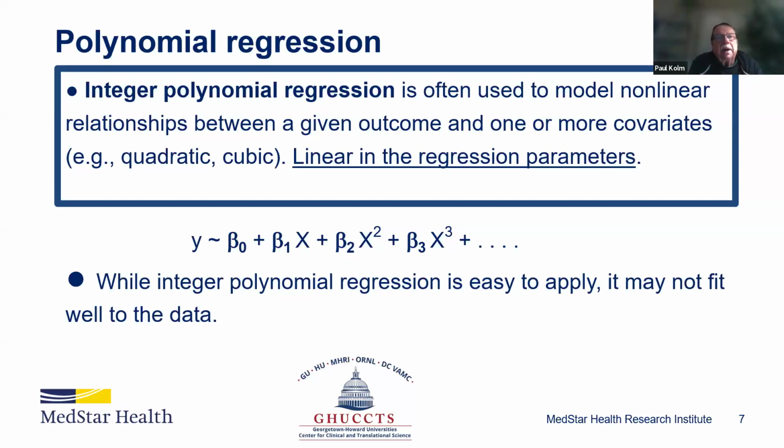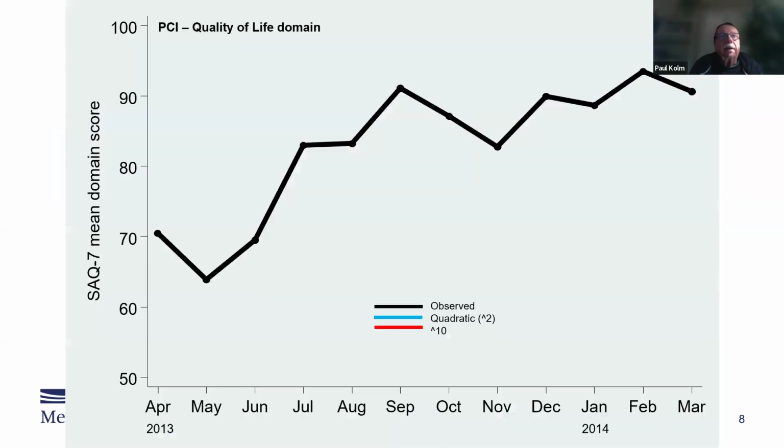And so the integer or polynomial regression is, as I said here, easy to apply, but it may not fit well to the actual data. But it is a really common way of modeling nonlinearity with a linear function. So let me give you just an example here.